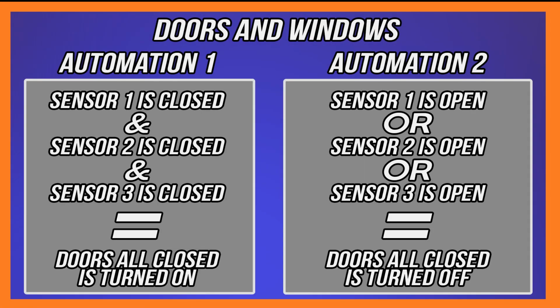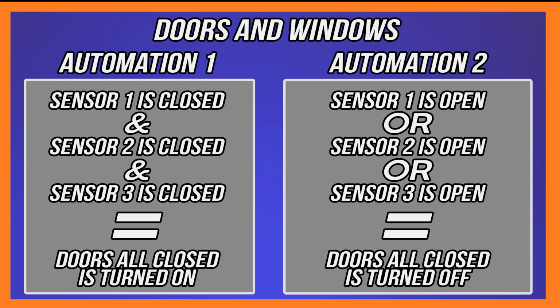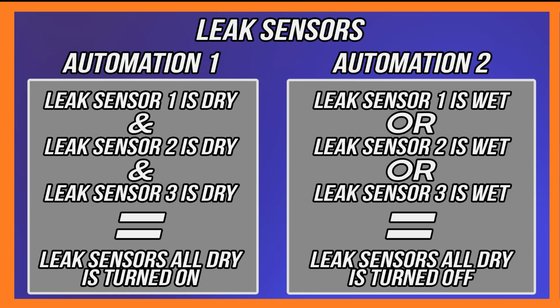The next component is, of course, our doors and windows. And I'm just using the word sensor 1 is closed and sensor 2 is closed and sensor 3. And then I'm turning on doors all closed. Now you might want to create a separate status called windows all closed. You can see we're really just doing the exact same automation, and as we move into leak sensors, it's exactly the same. The difference here is we're checking if the leak sensors are dry individually or they are wet, and that would turn our status of leak sensors all dry on and off.